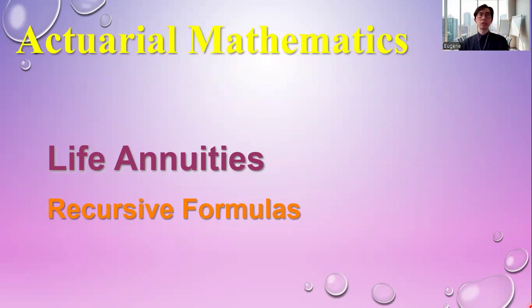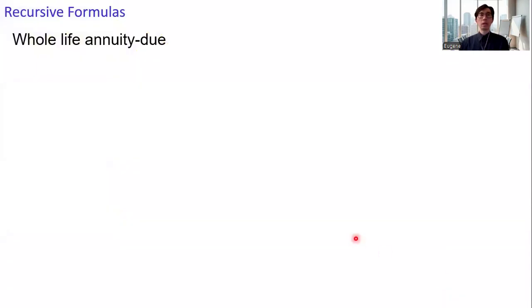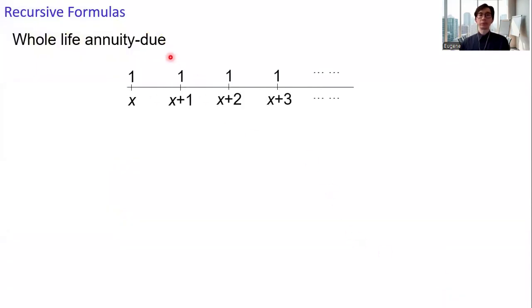Hello everyone. In this video, we cover the recursive formulas for life annuities. Consider the whole life annuity due. We have this stream of payments. The expected value of all these payments is given by this expression.